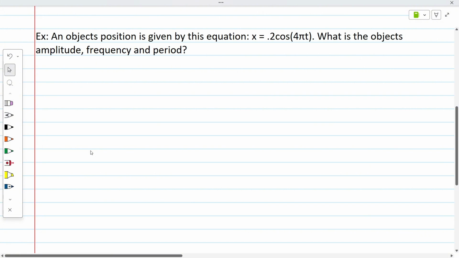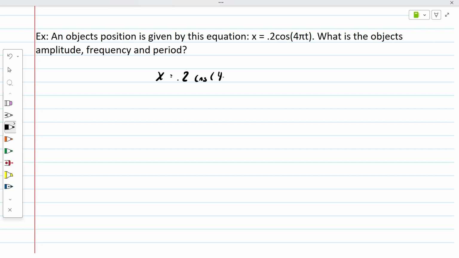We have an object. An object's position is given by this equation. What is the object's amplitude, frequency, and period? We were given this equation, x equals 0.2 cosine 4 pi t. Since we're given this, we can use the equation that we know has these variables in it. We know that x equals the amplitude times cosine of 2 pi times frequency times time.